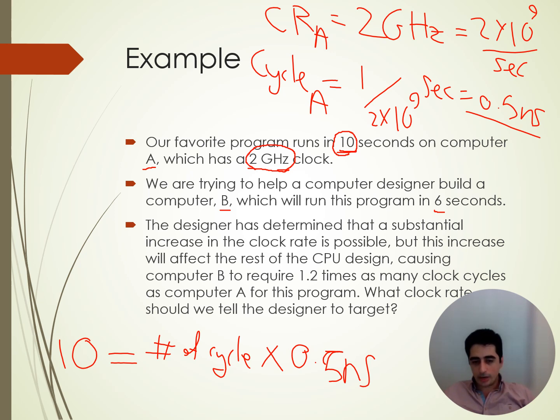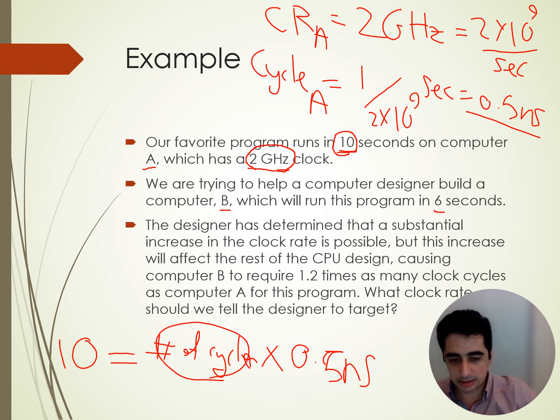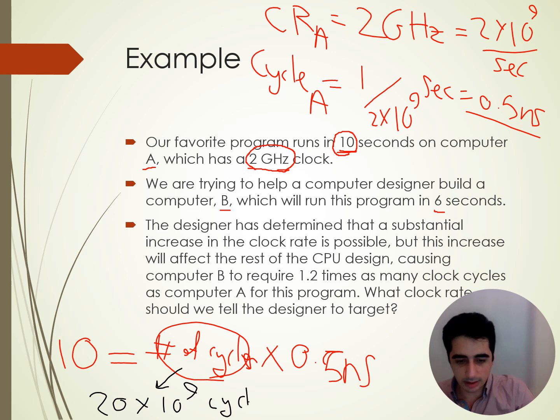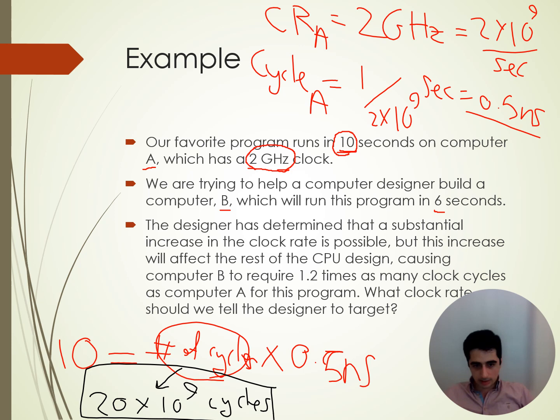And given this equation, you can calculate the number of cycles that it takes for this program to be executed. And that would be equal to 10 over 0.5 nanosecond, which if you simplify it, you get this number. Number of cycles would be 20 billion. So it would be 20 times 10 to the power of 9 cycles, right? So that's the first thing that we get.